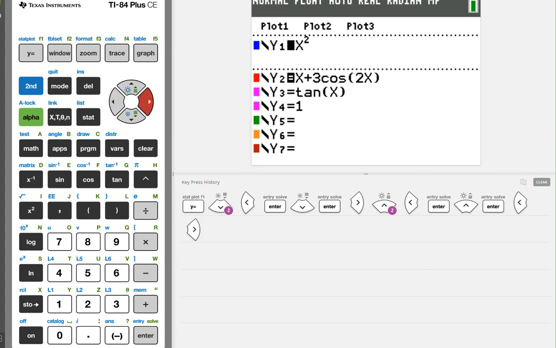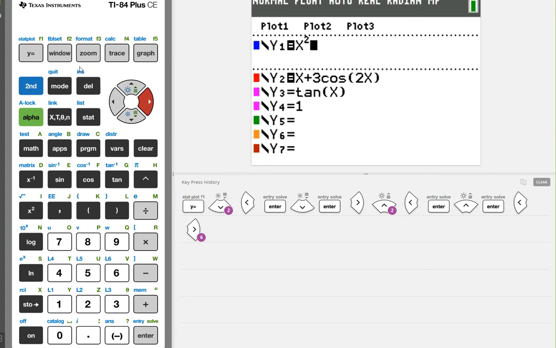I want to make sure my calculator's in radians. I'm going to solve this in radians. And if you're looking at that going, I have no idea where this is going to intersect, I have no idea what to set up the window as, that's okay. Here's a trick, nice little thing you can do.